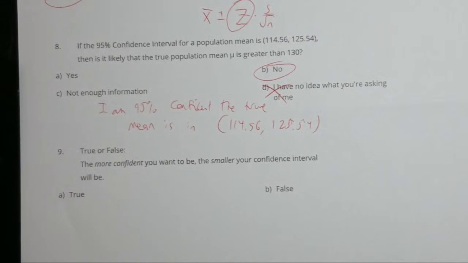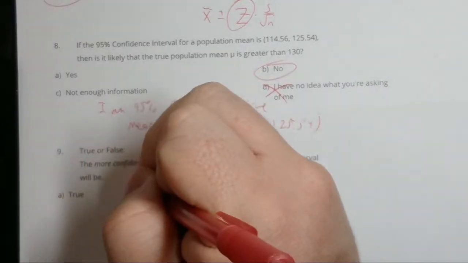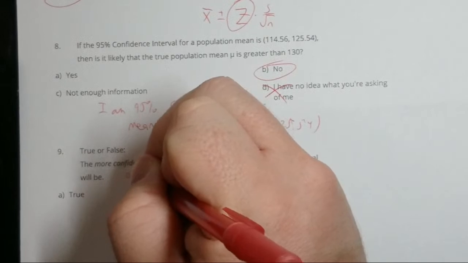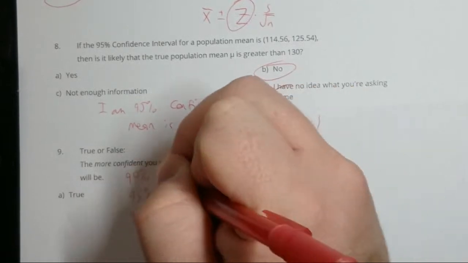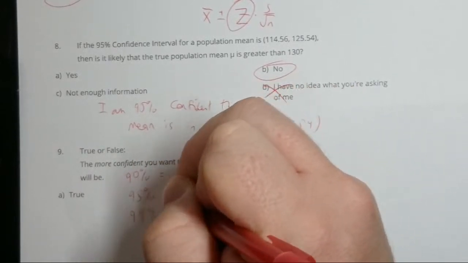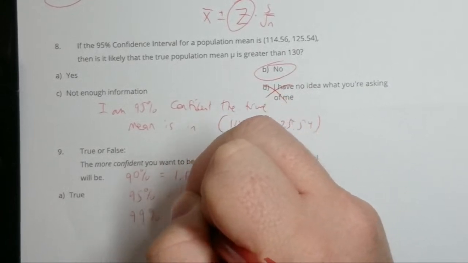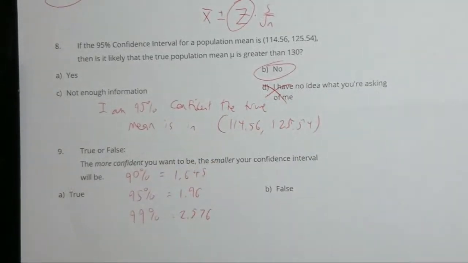Number 9, true or false? The more confident you want to be, the smaller your confidence interval will be. Now, when I'm talking about confidence, I'm talking about percentages: 90%, 95%, 99%. And in this case, those percentages affect my z value. If you notice, the more confident that you are, the larger the z value.